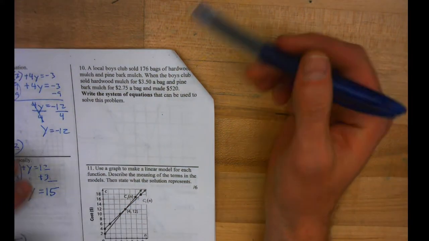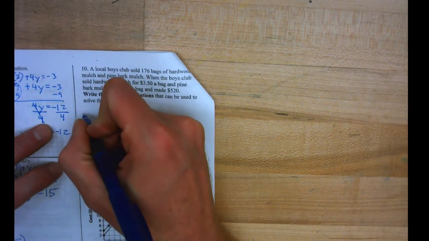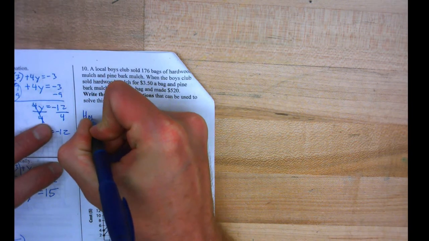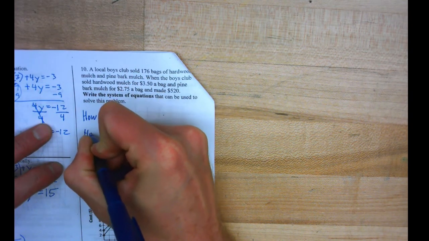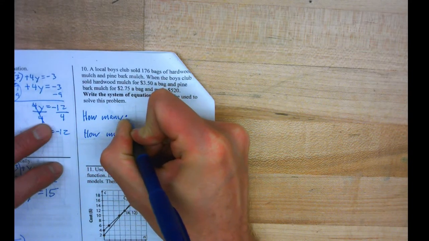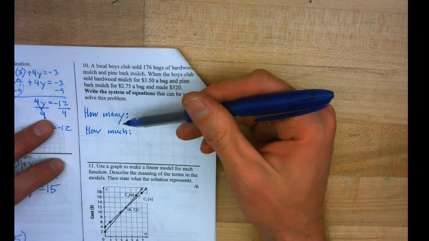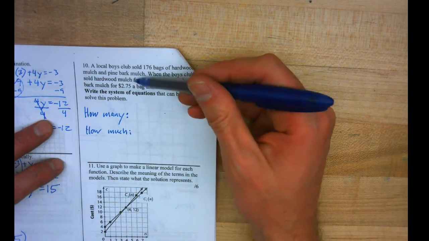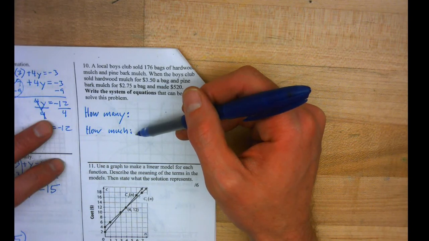Okay, so next up, we have what I like to call the how many, how much problems. Okay, it's still systems of equations. So how many, how much. Okay, and they all kind of break down into these two equations. Like how many bags are we talking about of hardwood in this problem? And then how much are those bags of hardwood going to cost?